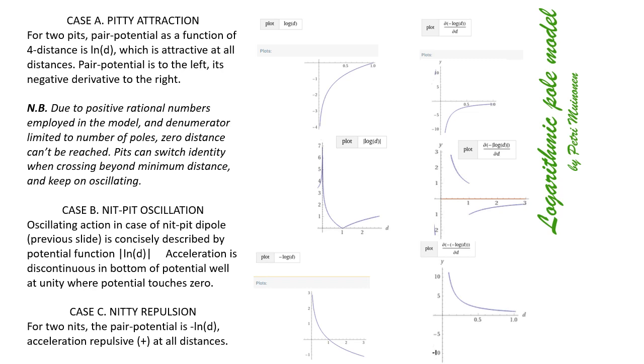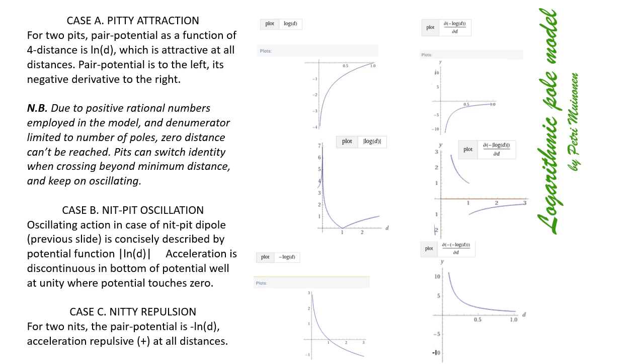And you can see that the acceleration is then discontinuous at the bottom of this potential well at unity. So we have outward pointing acceleration. So the opposite signed poles, pit and nit, have a repulsion at distances smaller than unity, and then this is switched into an attraction at distances bigger than unity.